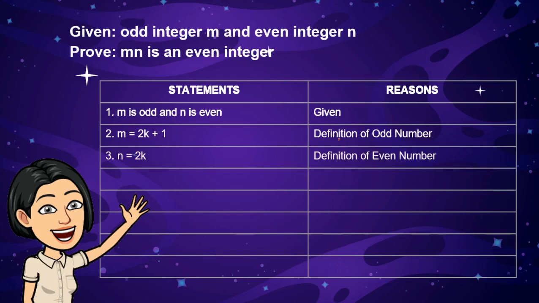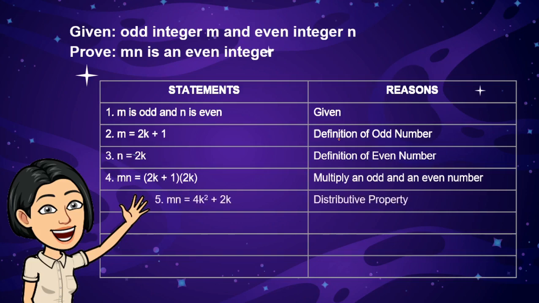So, kung na-define natin si m, si n din, n is equal to 2k. This is by definition of an even number. Okay? So, nagre-representation lamang tayo. And then, the next is we need to prove yung product daw nila, product ng mn, so m times n, is kung even integer ba siya. So, i-multiply natin si mn. Kung ang multiplication ng mn is yun, i-multiply din natin yung quantity 2k plus 1 times 2k. Okay, ang reason natin, let us multiply an odd and an even number. Of course, we need to perform the operation.